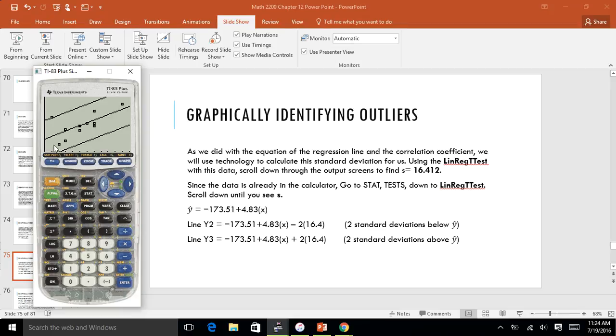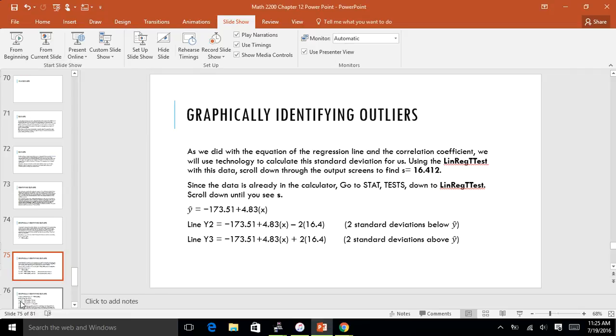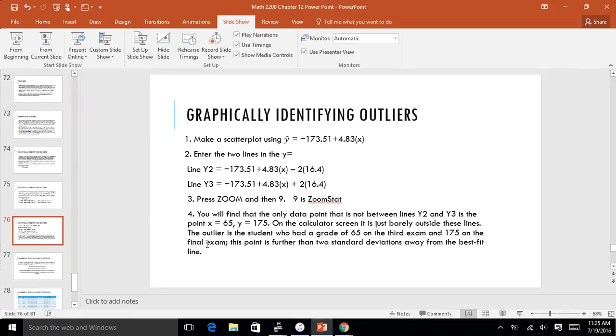Okay, so here's my line of best fit. Here's the line that is 2 standard deviations below it, and here's above it. Well, look right here, this value right here. That is falling outside that range, so I could predict that that is an outlier. So what I'm going to do is look in my actual data and find the point.